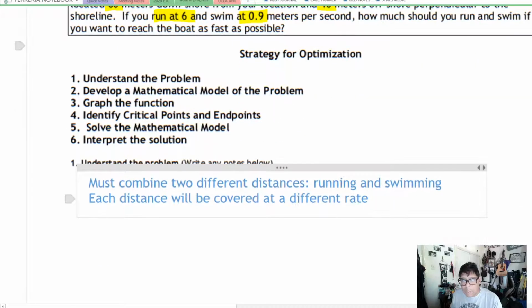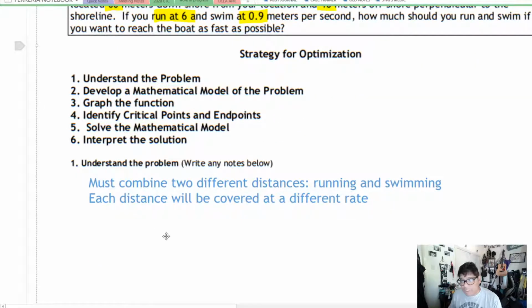So we must combine two different distances. We have running and swimming distances, and each of those distances will be covered at a different rate, like we said before. So we just need to figure out those distances, and then we're going to let our handy formula, distance is equal to rate multiplied by time, be our overarching mathematical model here.